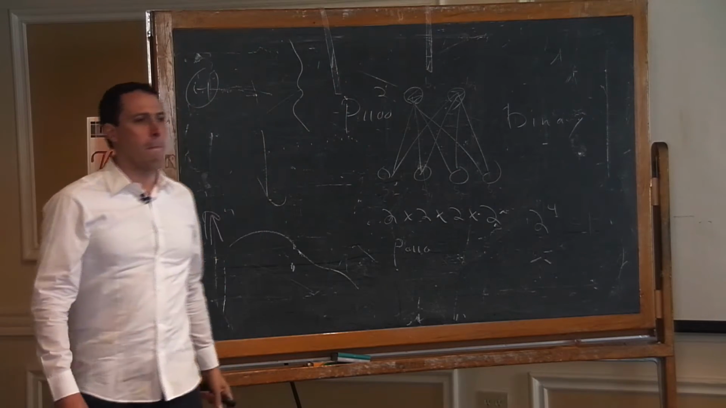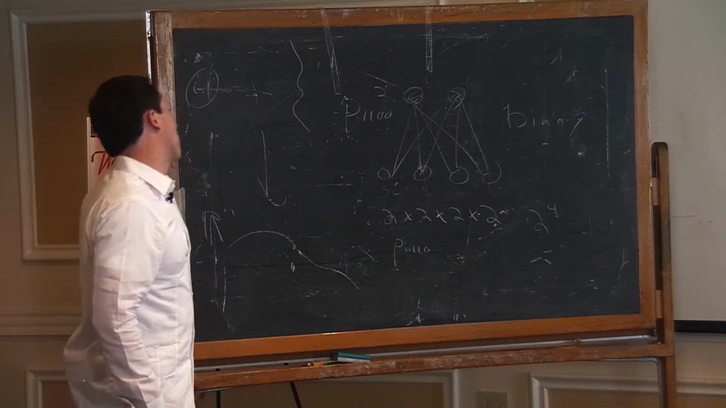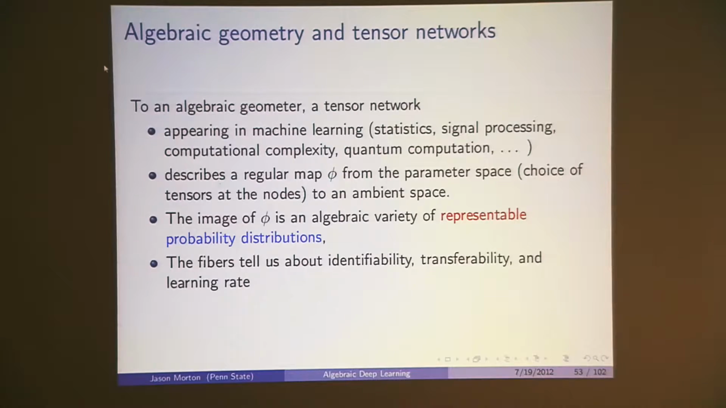What do you mean by regular map? Just a technical definition. Basically, you think of it as a polynomial map on the ambient space. Sometimes it's just a rational map, too.